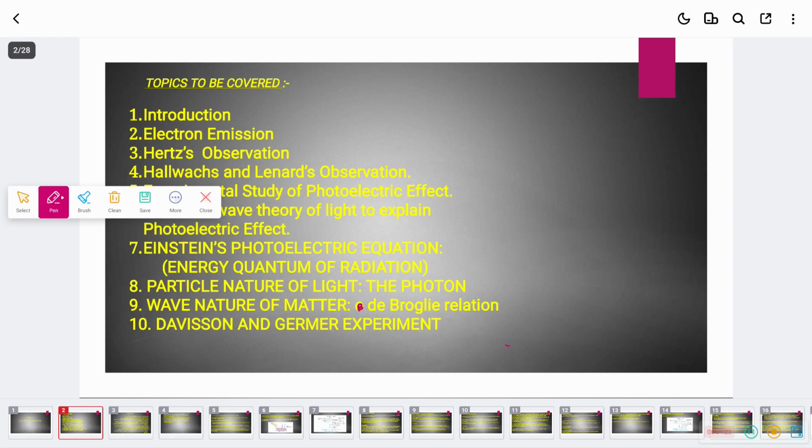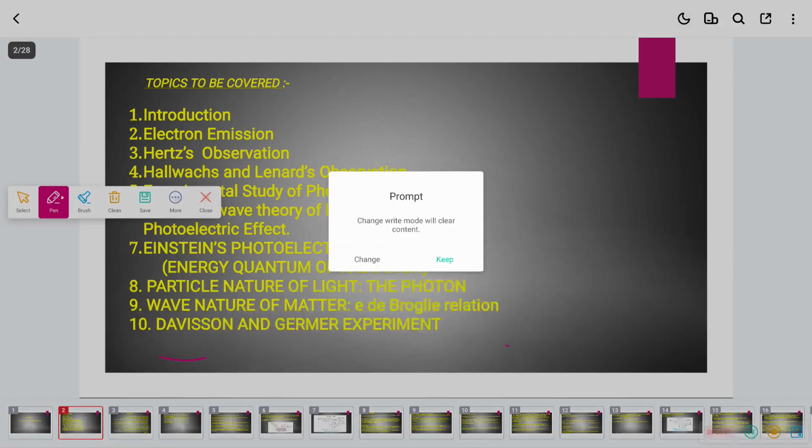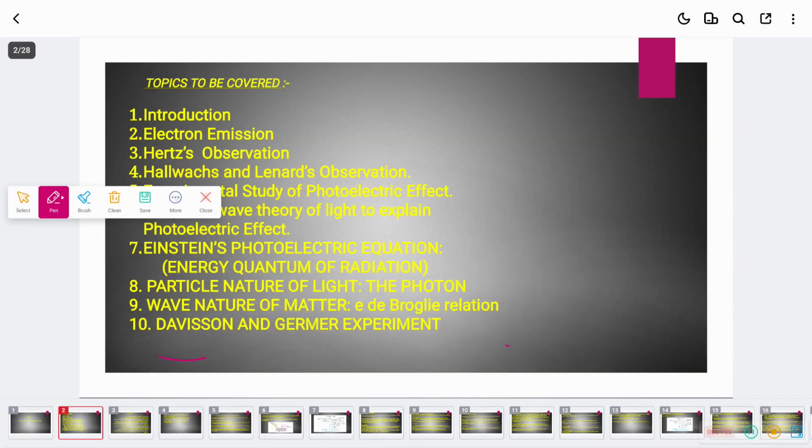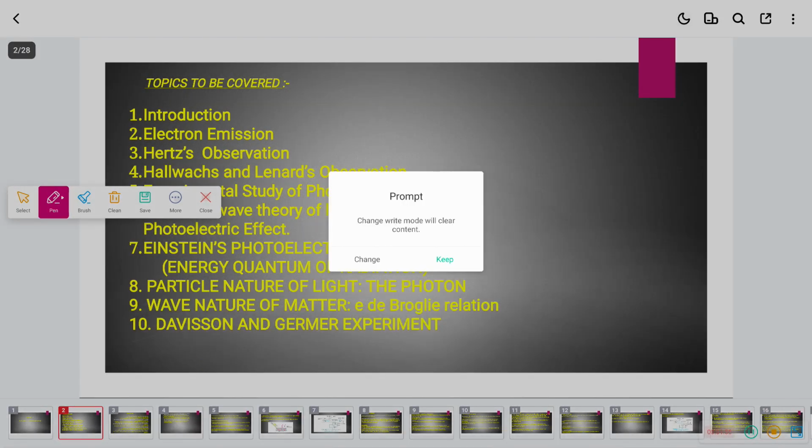All of you listen. Now the Davisson and Germer experiment. This experiment supports the de Broglie relation, the wave nature of matter. It is basically supported by the Davisson and Germer experiment. Clear idea? So this many topics are there. First we'll start from this topic.